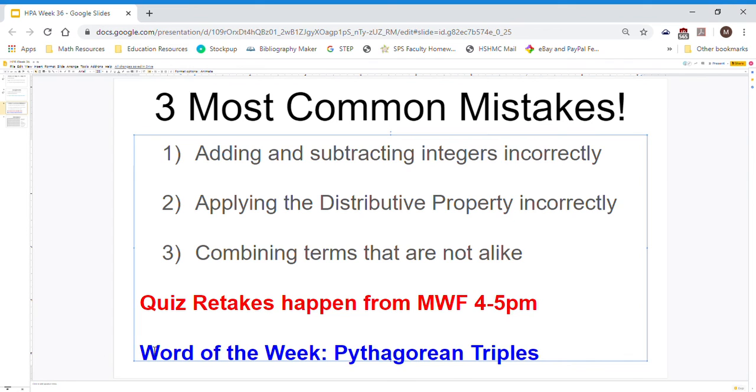The word of the week is Pythagorean triples. If you want to write that on the top of your paper or on the bottom of your paper for Pythagorean theorem number 1. Once again, the word of the week is Pythagorean triples.